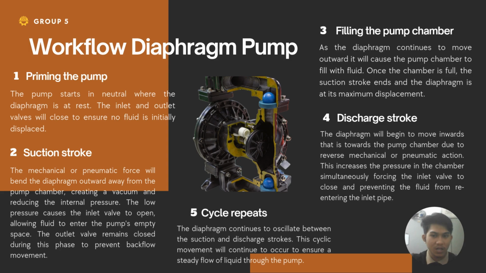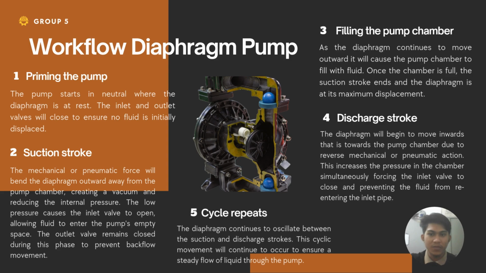The low pressure causes the inlet valve to open and allows fluid to begin entering the empty space in the pump. The outlet valve remains closed during this phase to prevent backflow. As the diaphragm continues to move outward, the pump chamber fills with fluid. Once the chamber is full, the suction stroke ends and the diaphragm is at its maximum displacement.